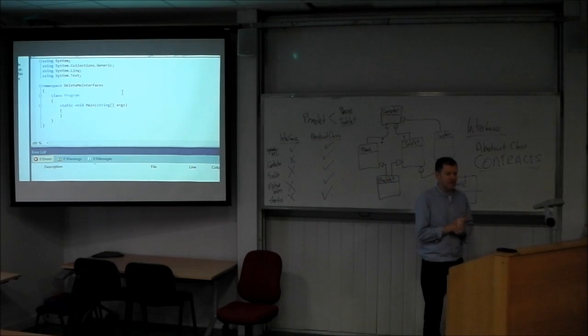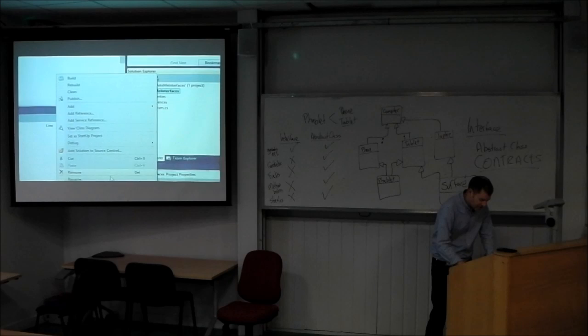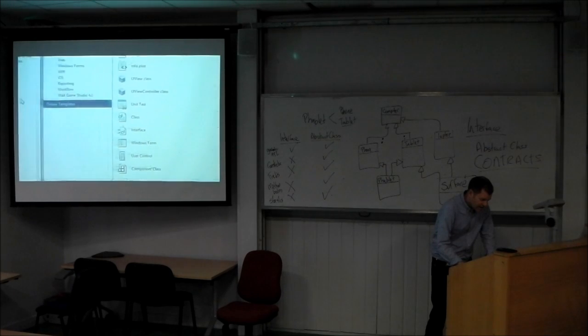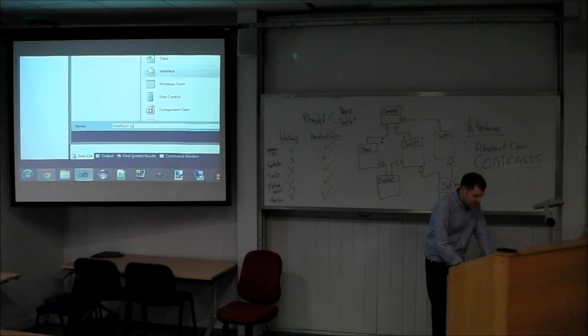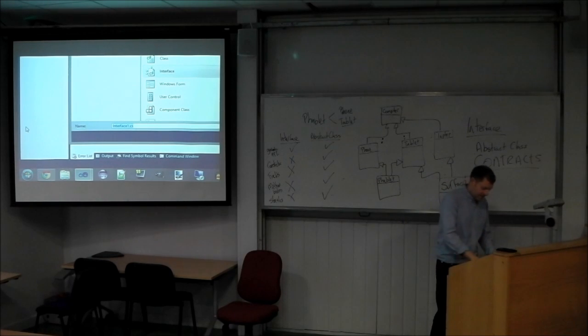The classes are going to need to implement the contract, and the contract is the interface. So I right click on my project and click add a new item, and from the list I'm going to choose a C# interface instead of a class. It's a naming convention in C# that interfaces begin with the character I. So I'm going to call this iLogger.